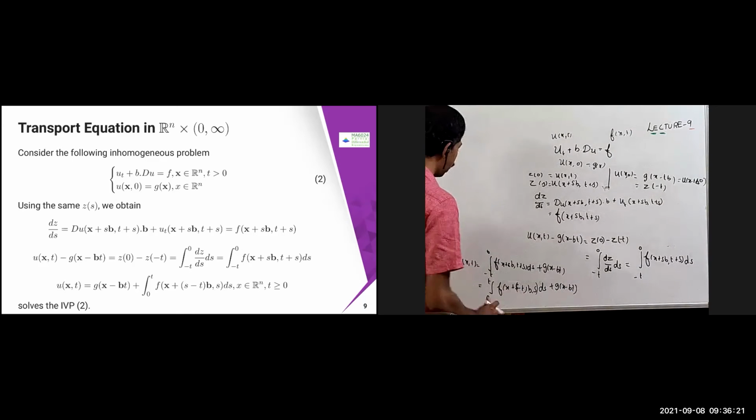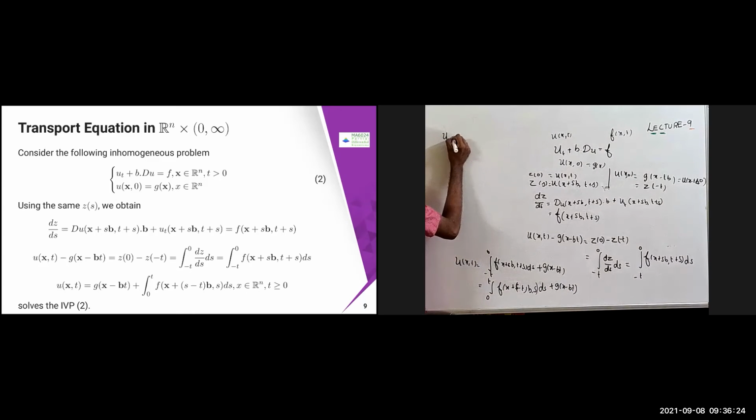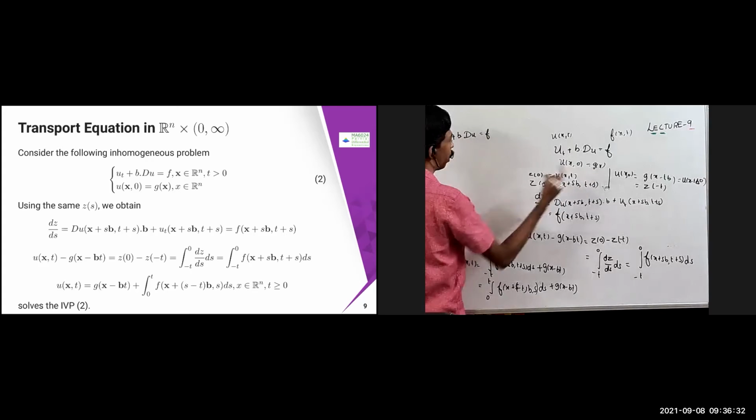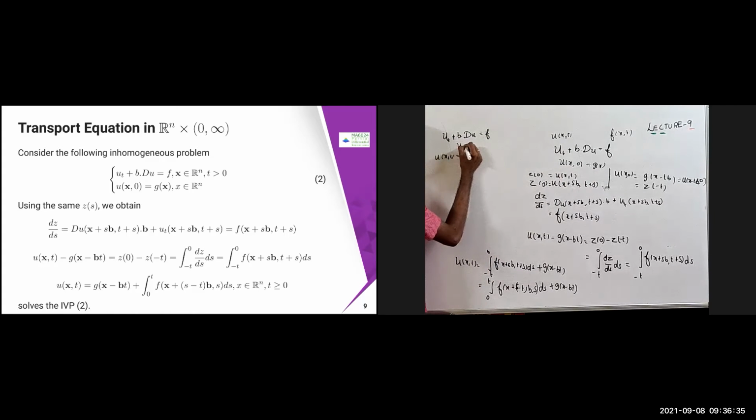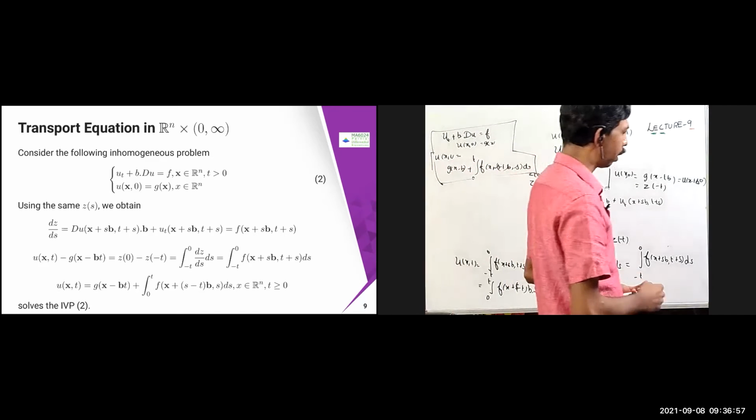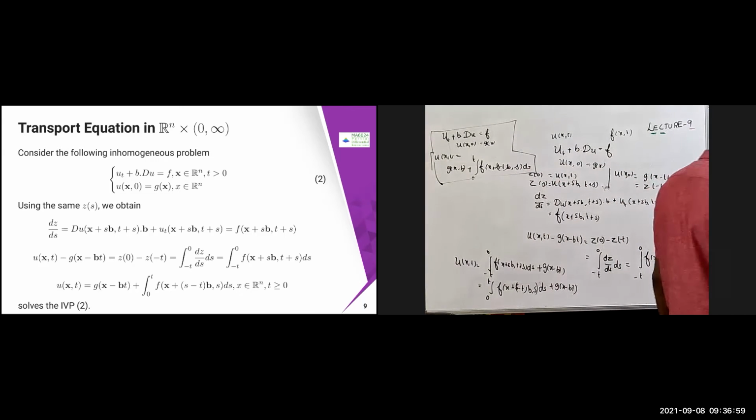So therefore, in general, if you have a problem u t plus b dot grad u equal to f, with the condition u of x comma 0 equal to g of x, then the general solution is g of x minus bt plus integral from 0 to t of f of x plus (s minus t) times b comma s, ds. This is going to be the general solution for this problem. Okay, so this is going to solve the initial value problem.